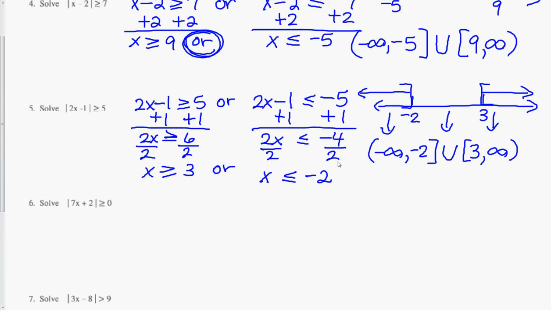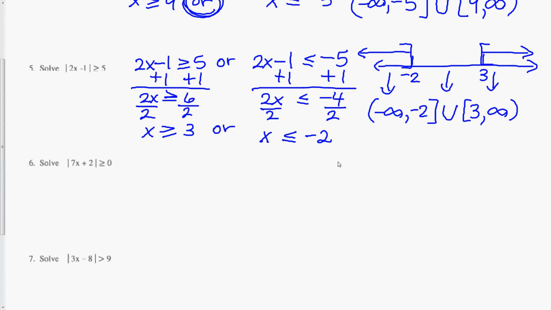All right, so let's think about number 6. 7x plus 2 in absolute value greater than or equal to 0. Well, let's think about this. Aren't all absolute values either greater than or equal to 0? Because didn't I tell you that all absolute values had to be positive?